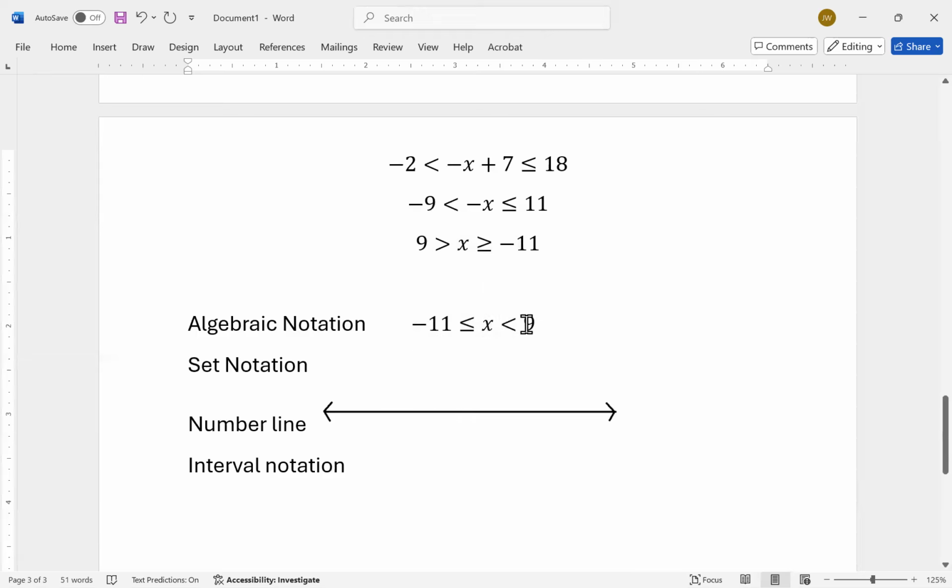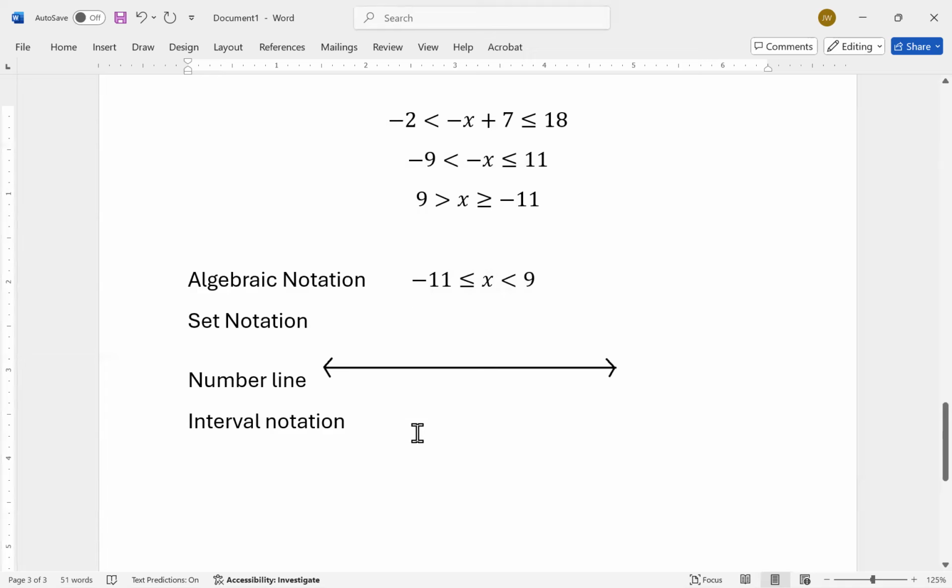You don't have to do that, but I like doing that, especially when I write things on the number line and in interval notation. I think it makes a lot of sense to go smallest on the left, biggest number on the right when I write it on the number line. My set notation is going to be the set of all x's such that x is between negative 11 and positive 9.